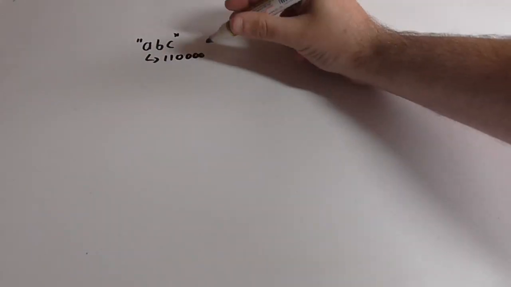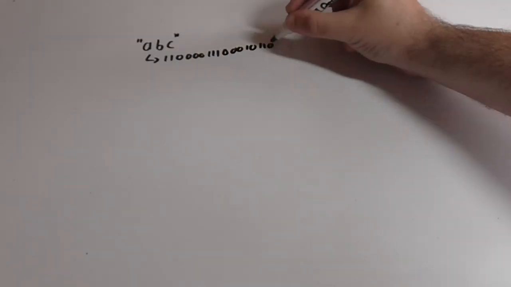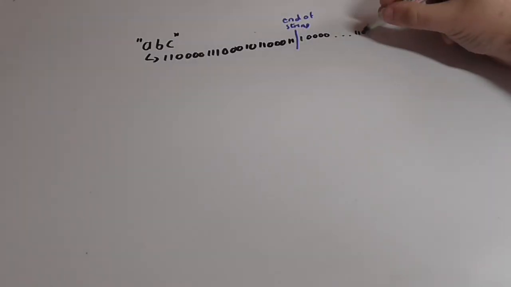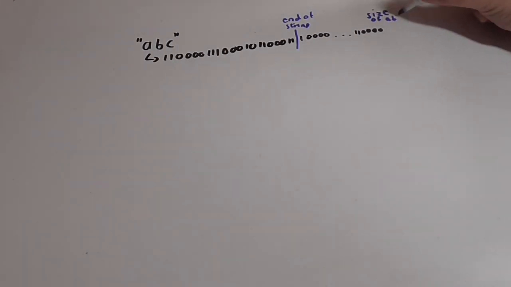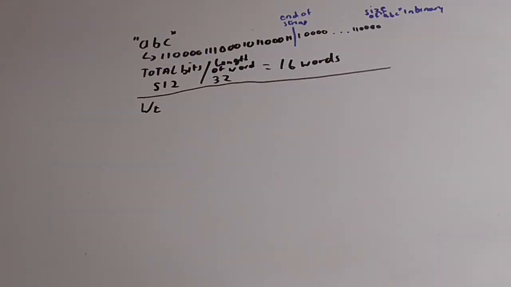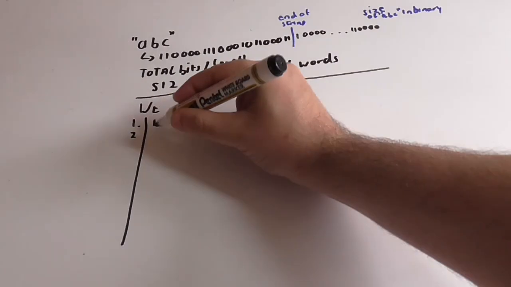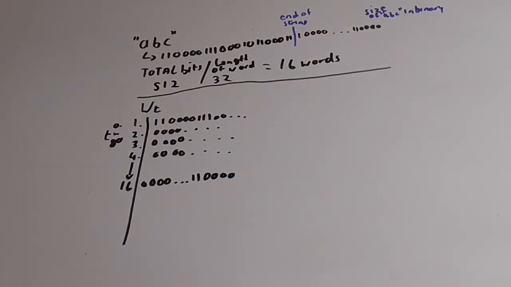So ABC as binary is 01100001, 01100010, 01100011. Then we add a 1 to the end to mark the end of our string. Then we fill the rest up with zeros to pad the message. Then we finally add the size of the message in binary, which is in this case 24, to the final piece of the message. Now I don't want to spend time writing out all the zeros, so assume that the dots mean repeating zeros, and between 4 and 16 it means the other 13 words are just full of zeros as well.